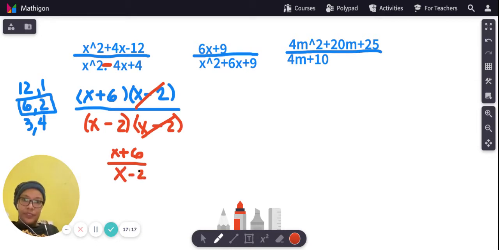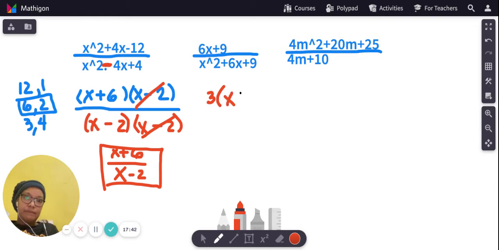Okay? Sorry, I changed that because we will not be solving anything, will not be eliminating anything if that is positive. So, let's try this one. So, 6x plus 9. The common factor is 3. So, you just bring out 3. Then, this is x plus 3, right? Okay. So, again, your denominator is a perfect square.